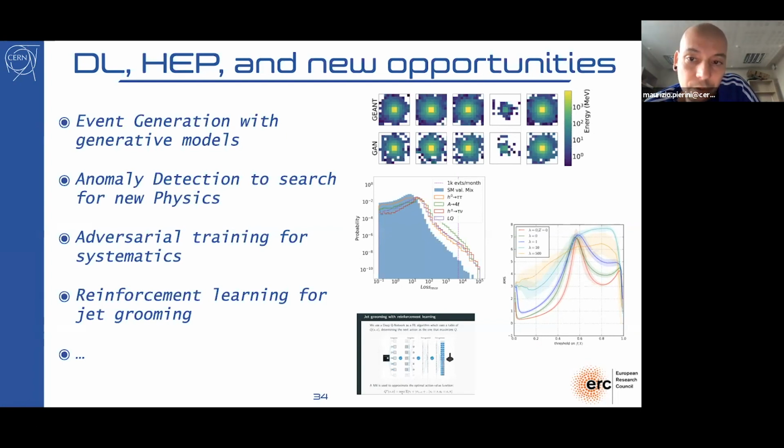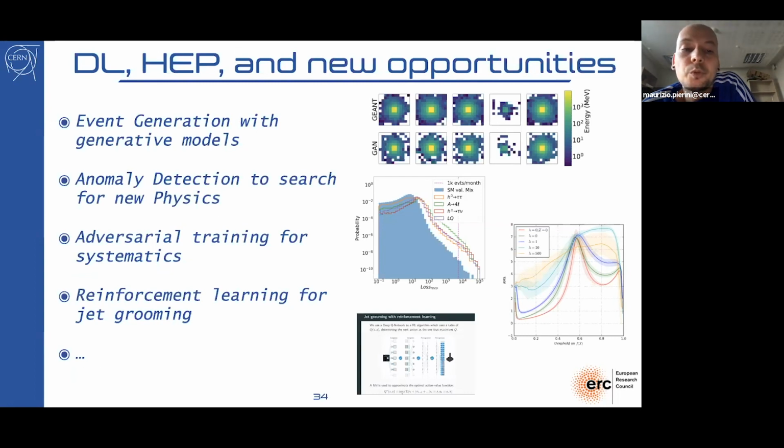Computer vision is an example. You don't have to take an image and then compute quantities out of your image and then give them to the algorithm. You just get straight the full image, and then the algorithm will figure it out. And so there are many things that you can do that before you could not do. Like you can use this as a way to do event generation, to replace Geant and do Monte Carlo generation with it. You can use it to search for new physics as an anomaly detection algorithm.